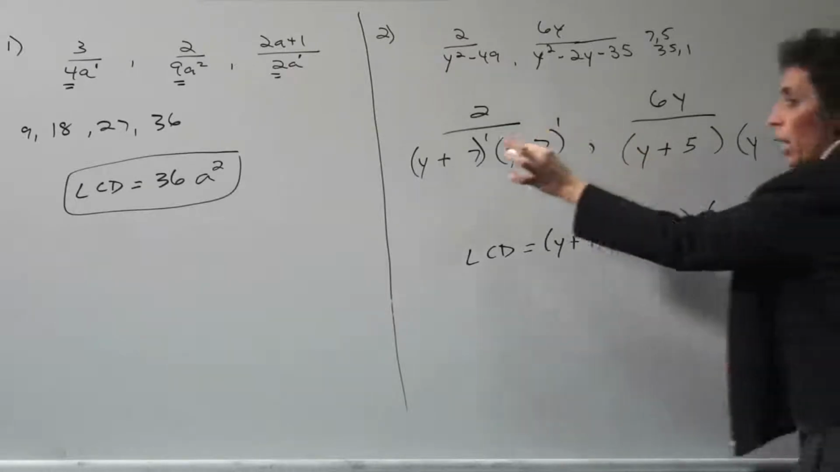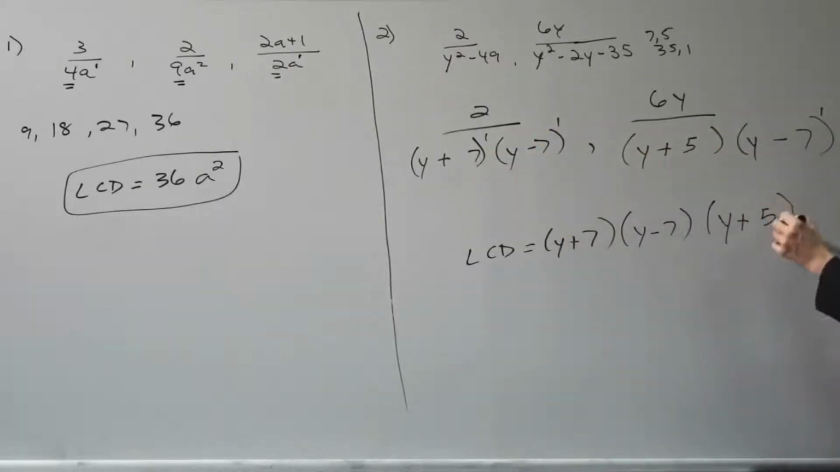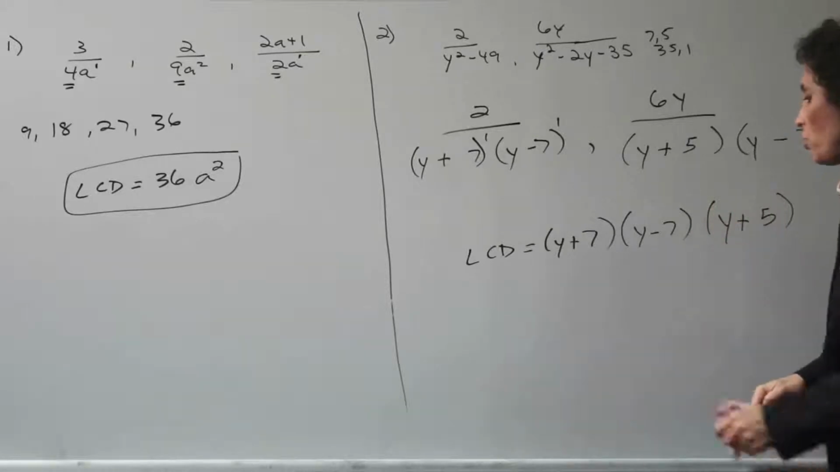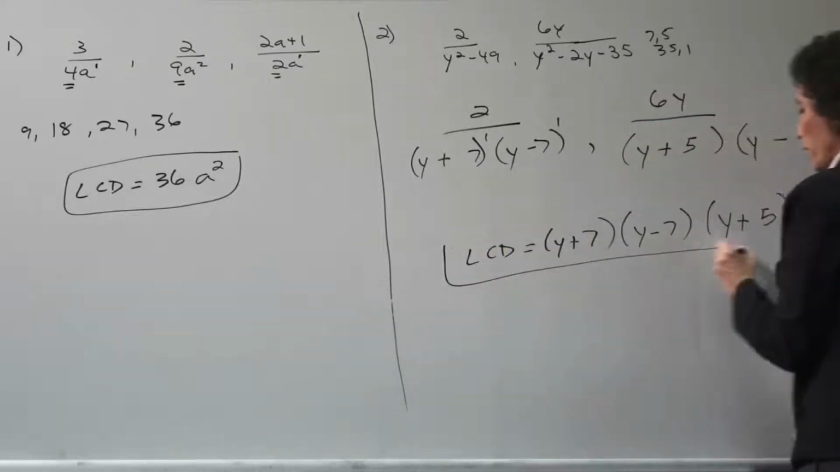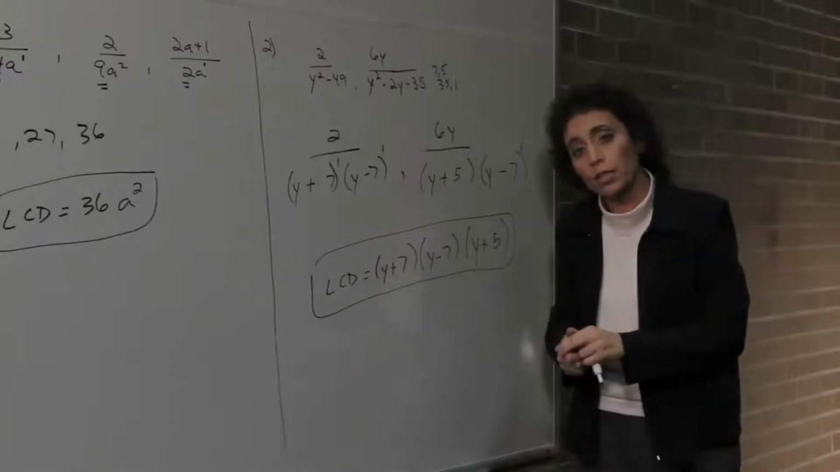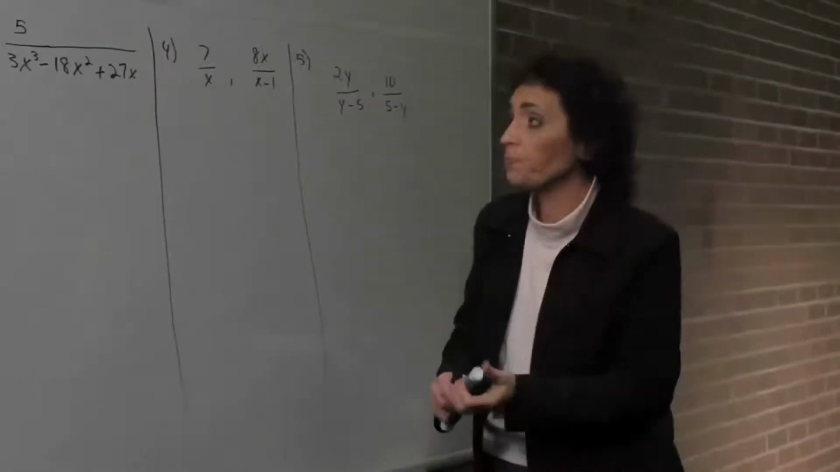And then finally the y plus 5. I see it no times here. I see it once here. I need it once. That is my LCD. I would not multiply this LCD through. I would leave it as factors. You'll see why in the next lesson. So that's it. That's my LCD. We have 3 more I'd like to do together, and then I'm going to give you some to do. Okay, let's take a look.